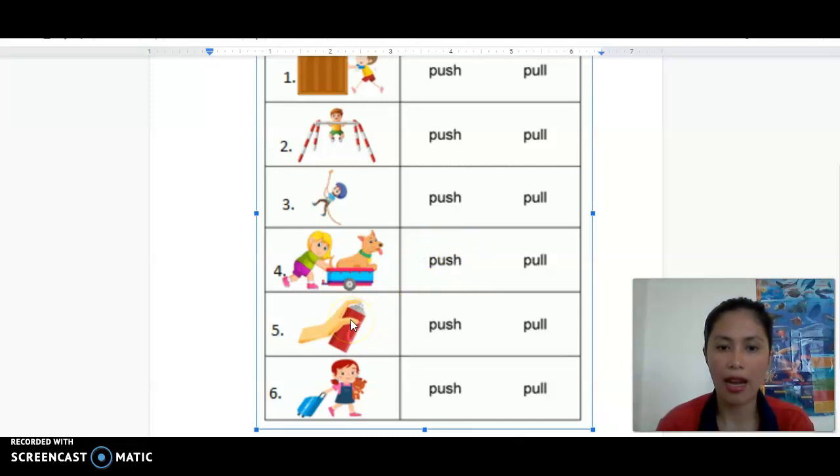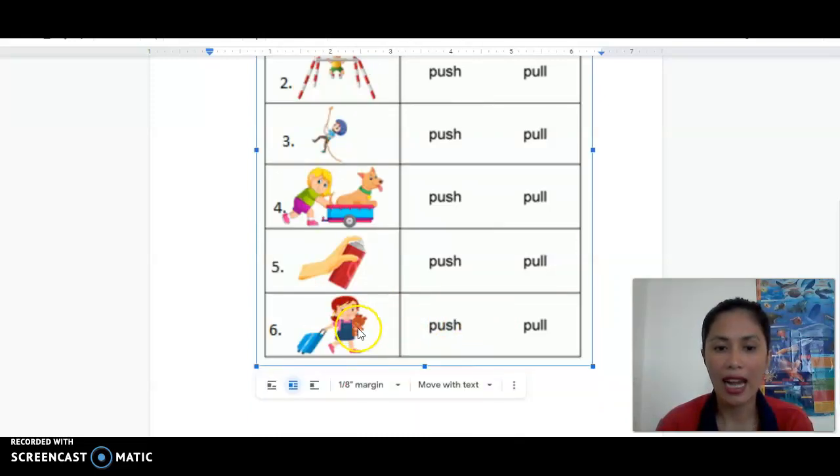How about the spray? What are you going to do with the spray? Are you going to pull it, or are you going to press it or push it in order for it to work? Push, right? And then the last one, what does the girl do with her stroller? Is she pushing or pulling the stroller? Is it push or pull? The girl is pulling. So the answer is pull.